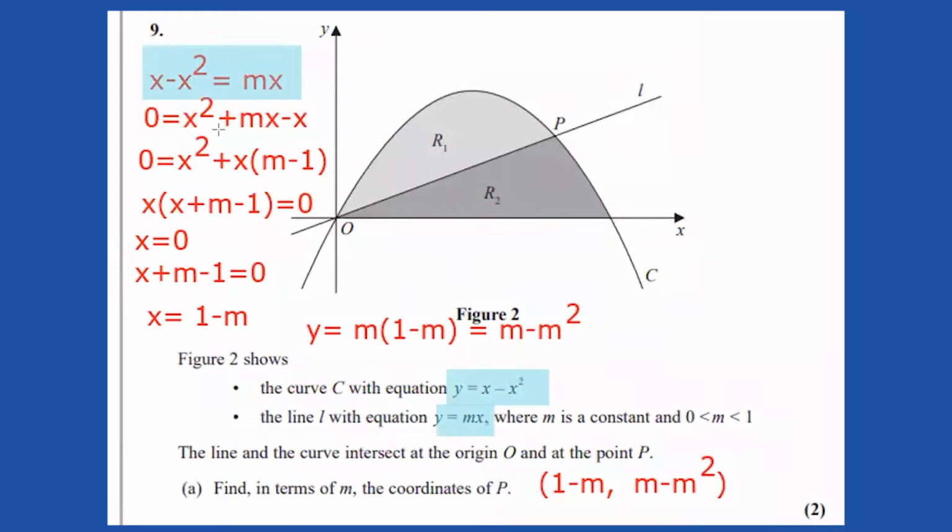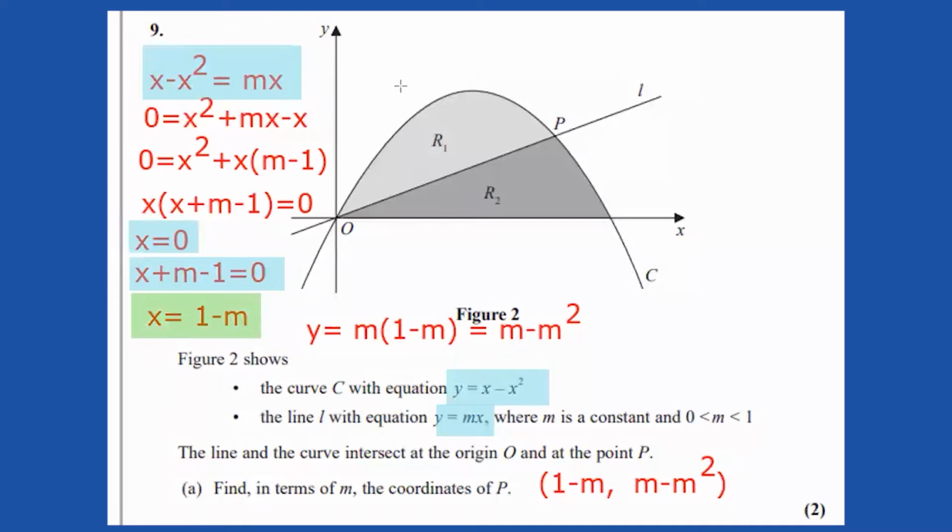So we have x squared plus mx minus x. We can factorize out the x and write x squared plus x into m minus 1. Then we can factorize out an x from everything in the equation, and we have x into x plus m minus 1 equals 0. This leads us to x equals 0 or x plus m minus 1 equals 0, which in turn leads us to x equals 1 minus m.